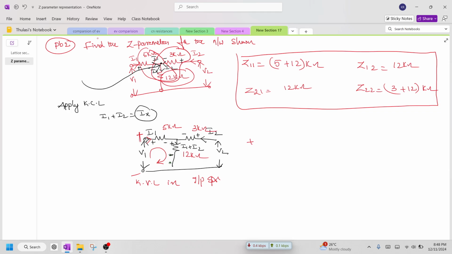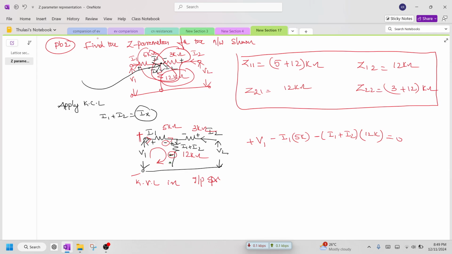So when you write this down, the total voltage we can write as plus V1. The current is leaving, so what is the leaving polarity of the voltage, minus I1 into 5 kilo ohm, and the current leaving the negative terminal, minus of what is the total current, I1 plus I2, multiplied with 12 kilo ohm. Okay, so that is equal to 0.